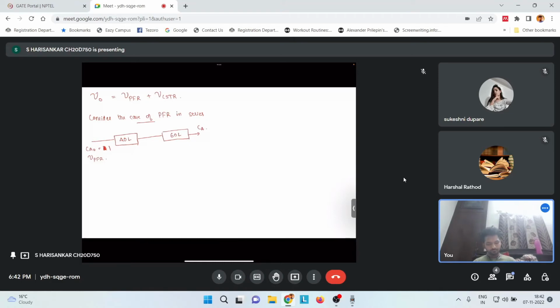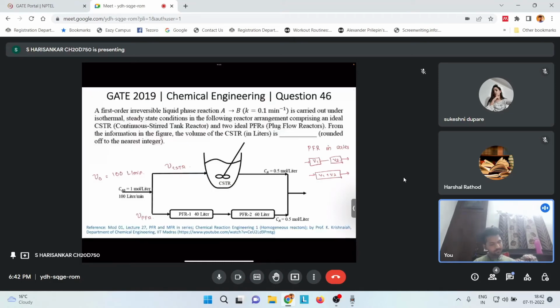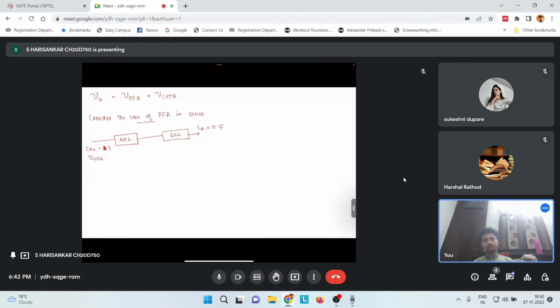Now the Ca is given as 0.5. We can redraw this like this. So this will be Ca0, which is 1, and the flow rate nu PFR, and the volume will be 40 plus 60, which is 100 liter volume, and the final concentration Ca as 0.5.